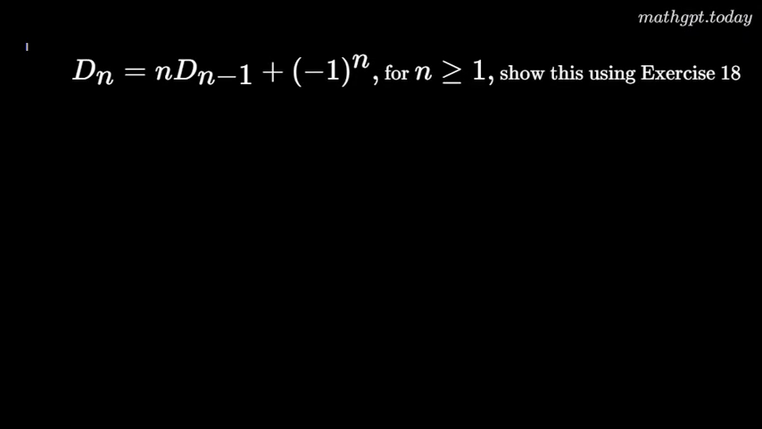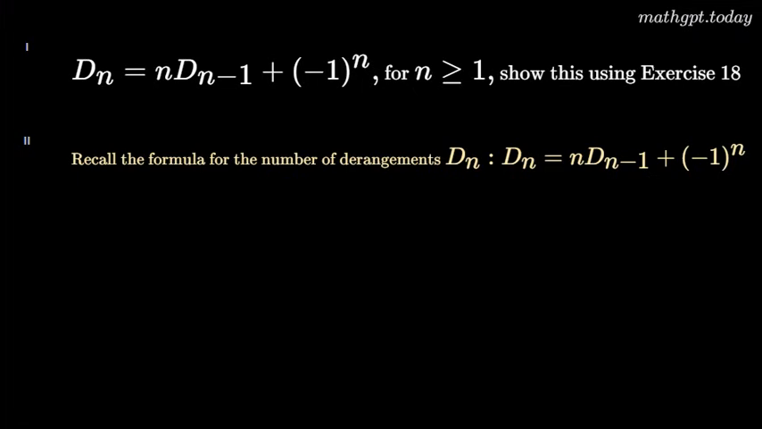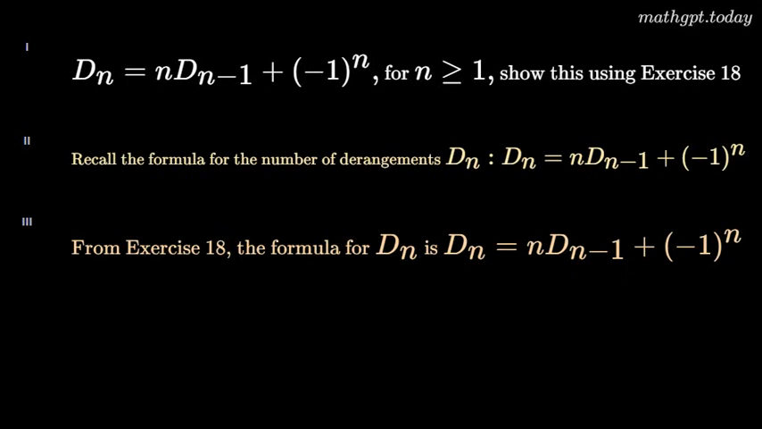The problem is to show that d_n equals n times d_{n-1} plus (-1)^n for n greater than or equal to 1. The formula for the number of derangements d_n is defined as d_n equals n times d_{n-1} plus (-1)^n. From exercise 18, we confirm that the formula for d_n is d_n equals n times d_{n-1} plus (-1)^n.